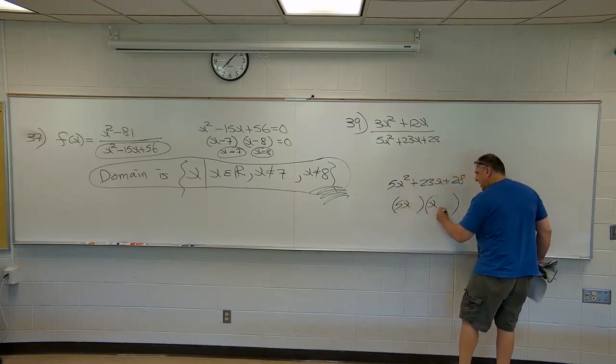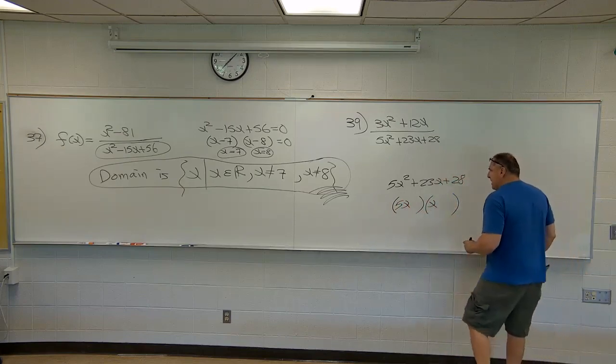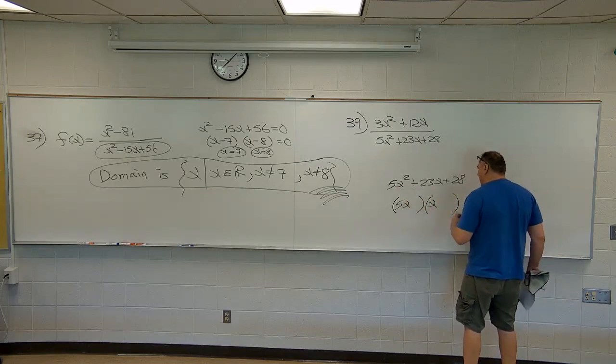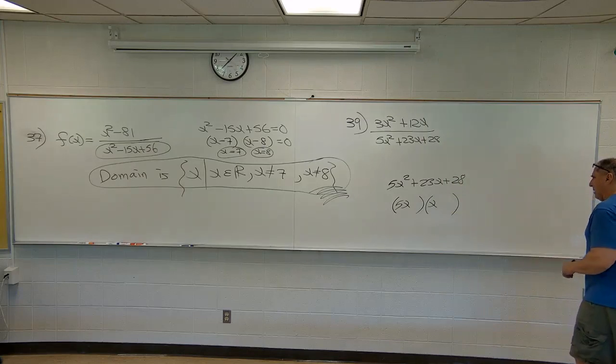Here's 5x. Here's 1x. Right? 5x, 1x. Okay, 5x times x. 5x times x is 5x squared. Okay, here we go. The 7 wasn't working there.